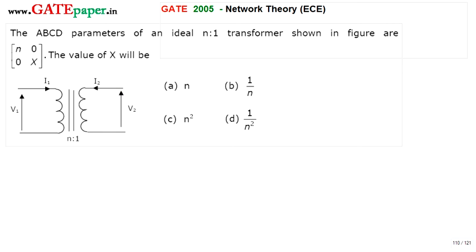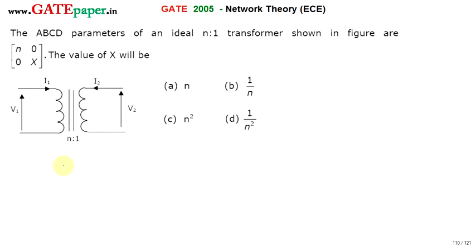Hello, we are discussing the GATE 2005 ECE paper, and look at that one. Given is an ideal n:1 transformer. For that one, if the relationship is given with ABCD parameters, find the value of x.